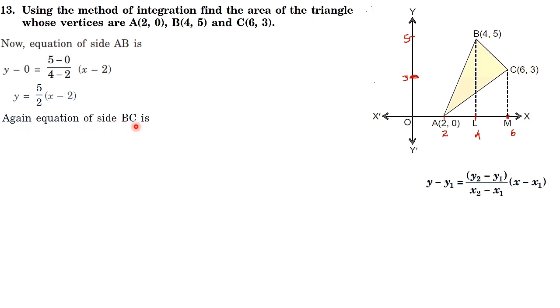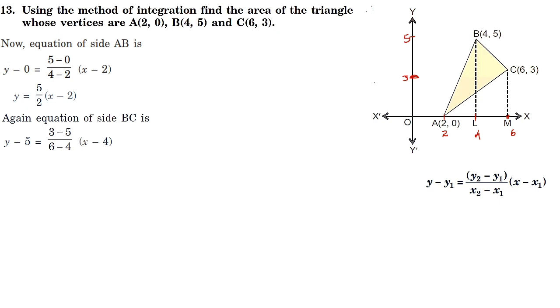Then the equation of the side BC. When we check, B is this one, C is this one, with x1 y1 x2 y2. Again apply the formula. y − y1 is y − 5, equal to (y2 − y1), that means 3 − 5, divided by x2 − x1, that is 6 − 4, into (x − x1), so x − 4.